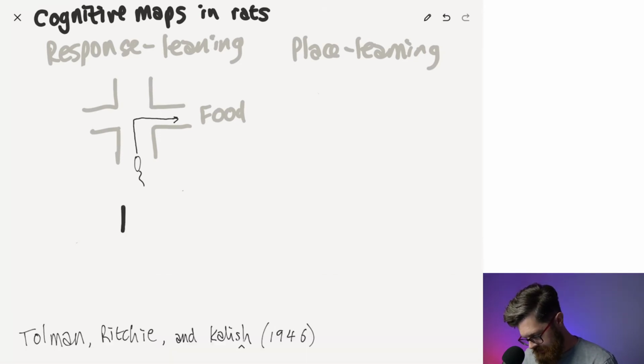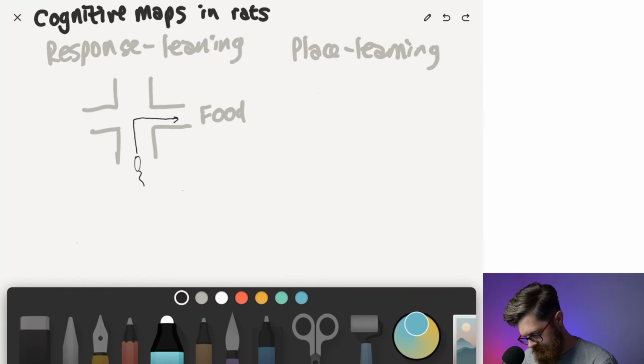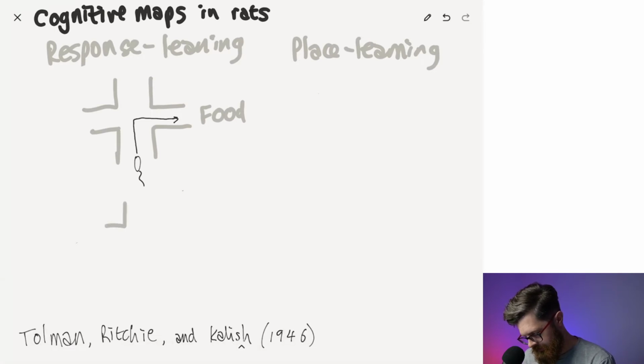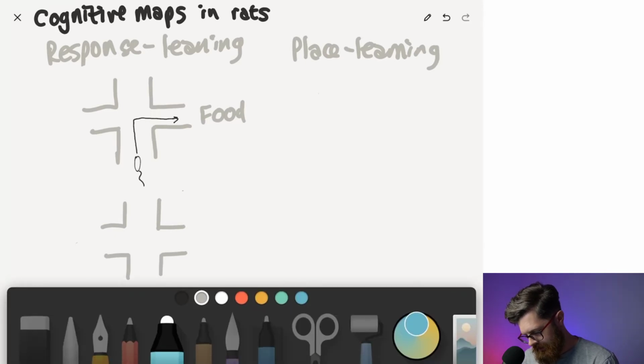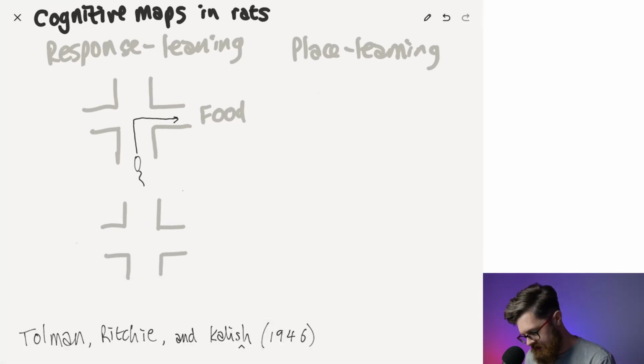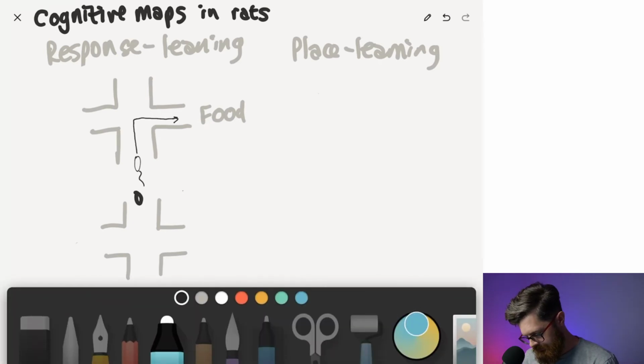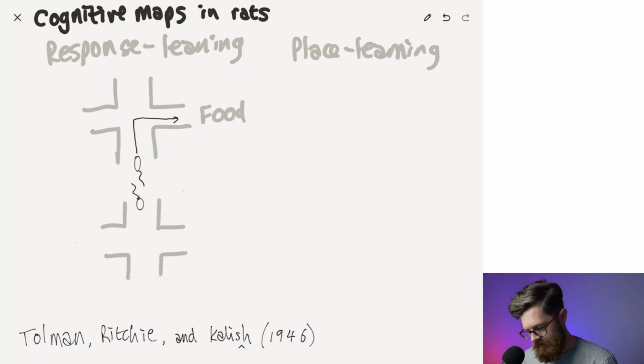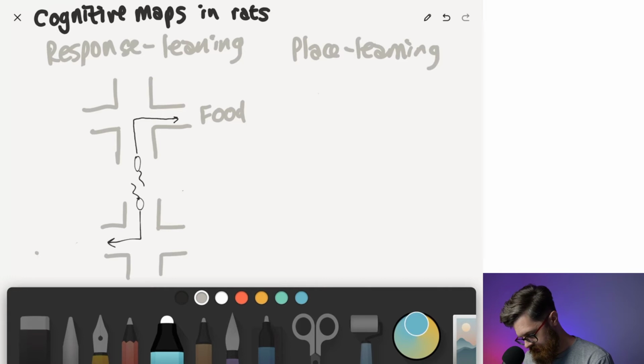Let's think about another kind of situation. So now we have a similar maze, but this time what we're going to do is to place the rat up the top. Now this is the response learning condition, and so we are training this rat to turn right. So from its point of view, we have to put the food over here. So that's what was done.